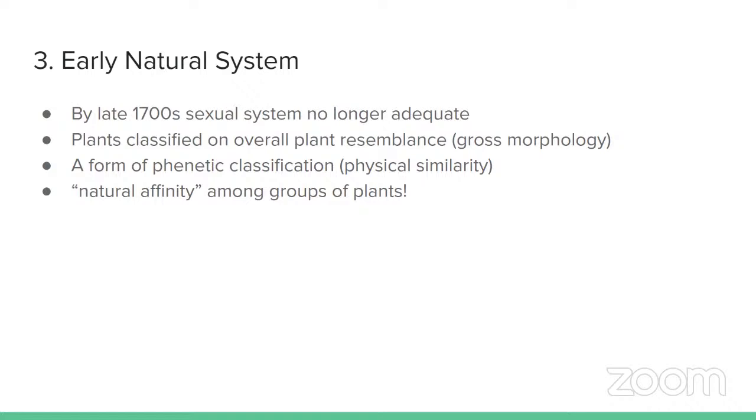Okay. So overall, these early natural systems were based on physical similarities. Another term for that would be phenetic classification, because we're talking about the phenotypes. So phenotypes are observable characteristics, as opposed to genotypes, which are genetic characteristics. They like to refer to these as natural affinities between groups of plants.